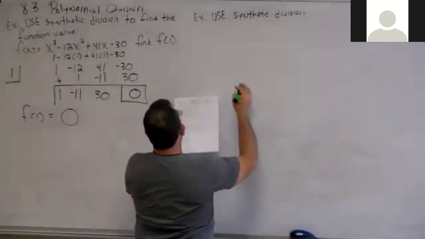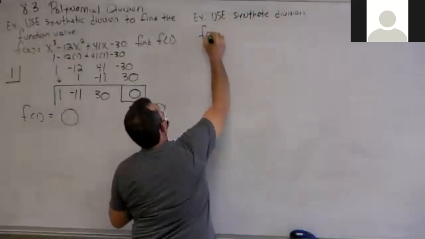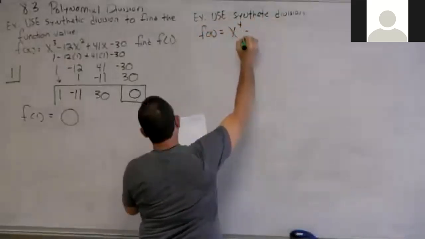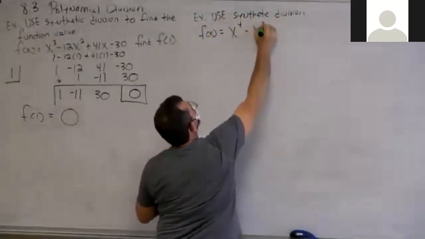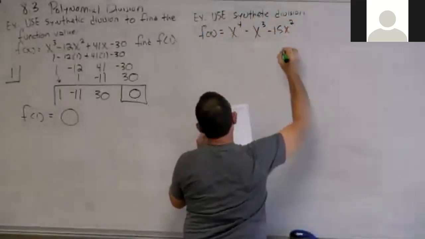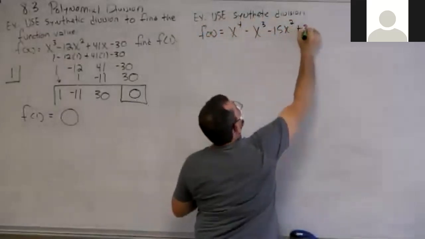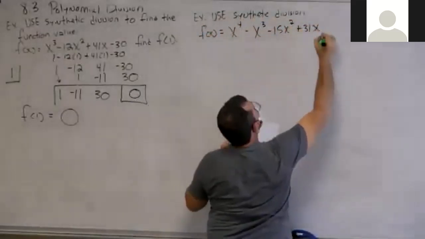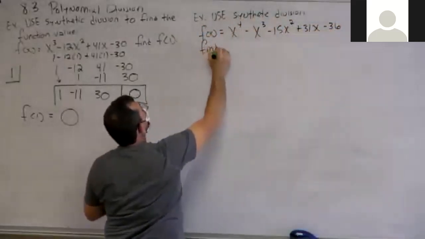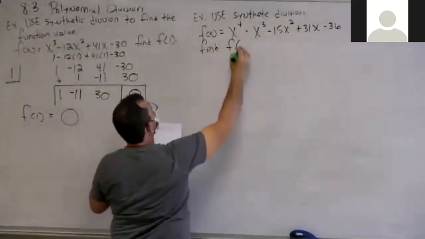All right, y'all, this one I got f of x equals x to the 4th minus x to the 3rd minus 15x squared plus 31x minus 36. I'm going to find f of 5.